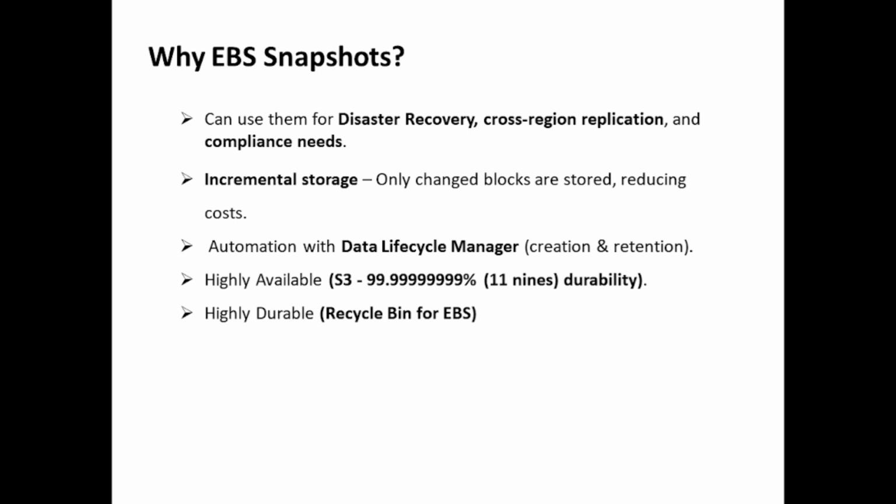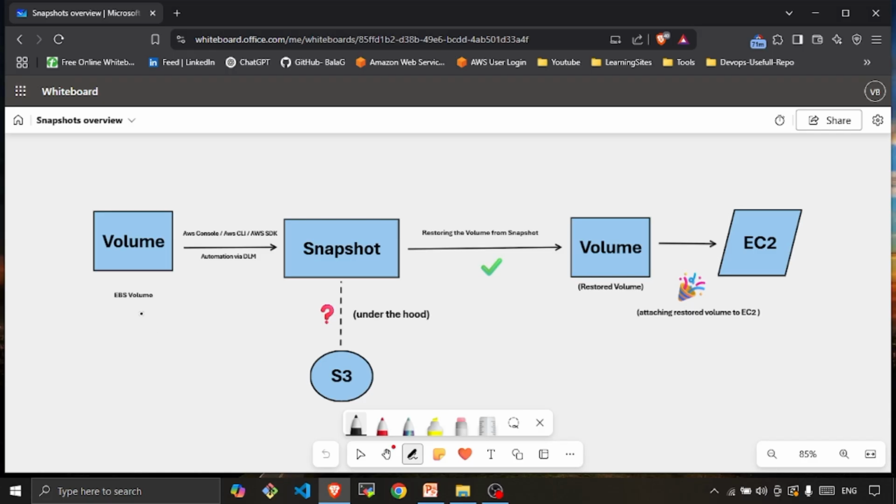Let's go and see it in a diagrammatic way. Imagine we have an EBS volume in AWS. It has some important data and we want to create a backup of the volume. We can use either the AWS console, AWS CLI, or AWS SDK, or we can also automate the creation using AWS Data Lifecycle Manager. We can create the snapshot out of the existing volume.